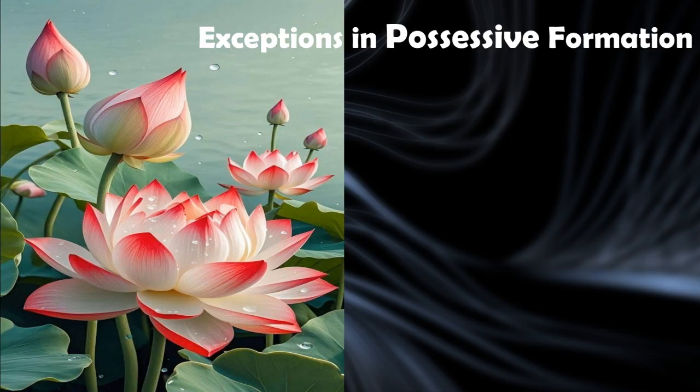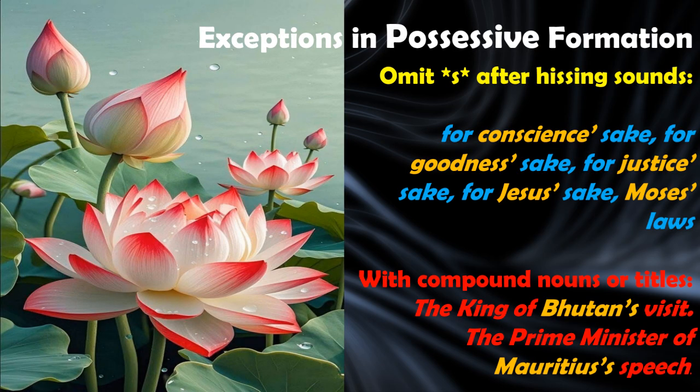Now let us look at some important exceptions in the formation of the possessive case. First exception is hissing sounds. Let's look at the examples. For conscience' sake, the s sound is here, and so we use an apostrophe after the noun only. Okay. Similarly, for goodness' sake, for justice' sake, for Jesus' sake.